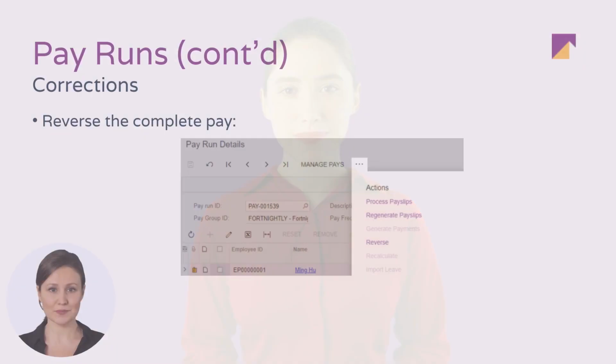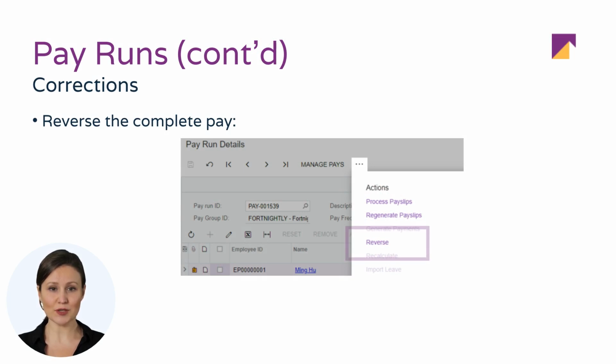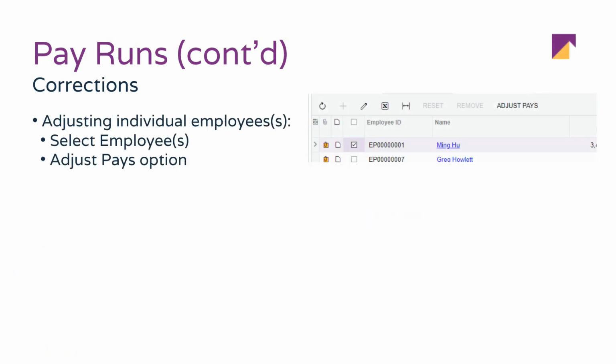What if you want to make a correction to a previous pay period, or make a correction for a single employee's pay? If you need to reverse the complete pay, provided it was the last pay done for the pay group, you can use the reverse option to reverse the entire pay. To correct a pay for a single employee, select the employee and click on the Adjust Pays button.